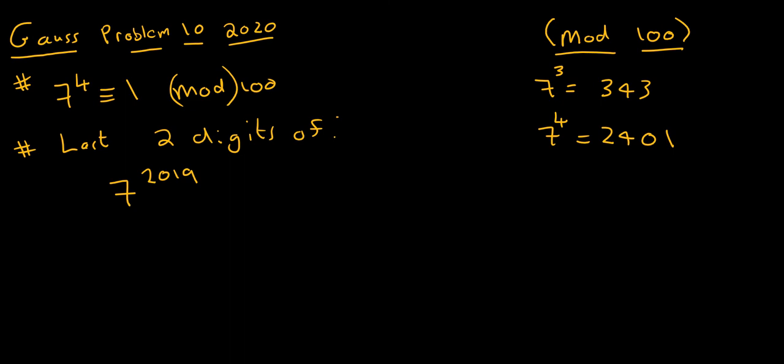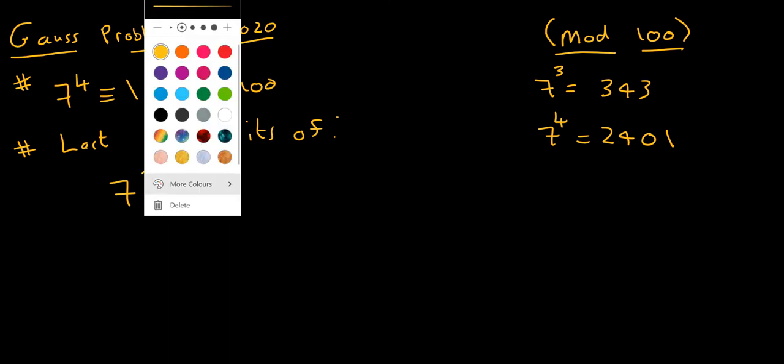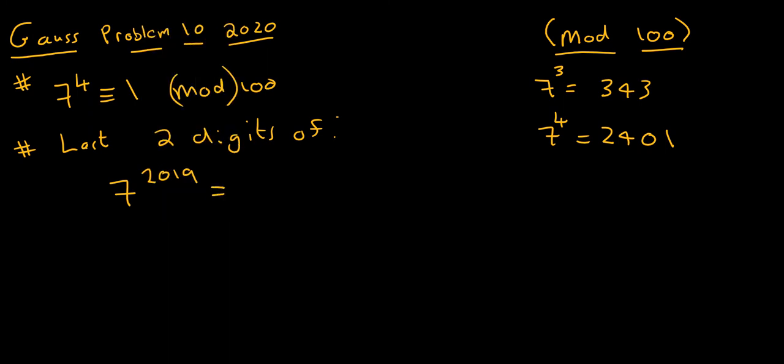Okay, so hopefully you've done that now. And we needed our value of a mod 100. So we've already done the hard work here, because we know that 7 to the 4 is congruent to 1. So let's multiply that 4 by 504, and then we need to add on 3. So let's just check that.